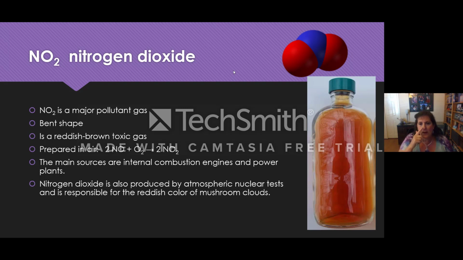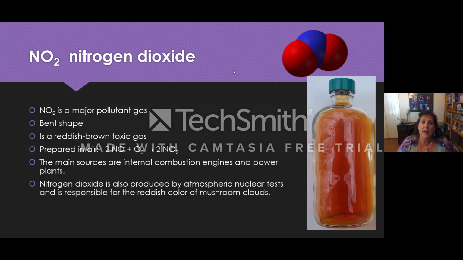This is the gas that's reddish brown. If you look over into LA when you're driving up there, the brownish color is the NO2 in the air. You might want to remember that. NO2 is the reddish brownish toxic gas in pollution.